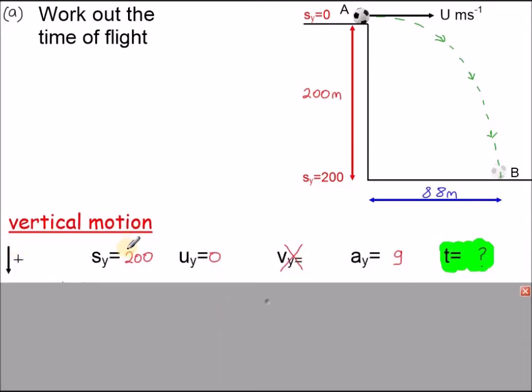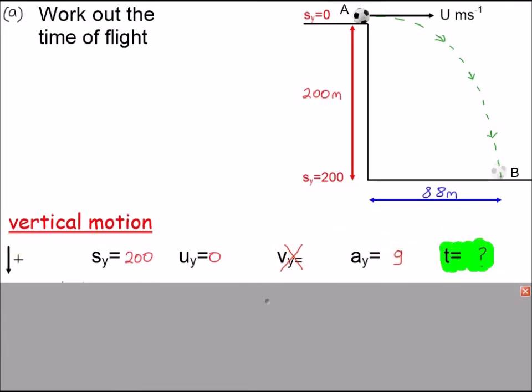So vertical motion, positive direction, sy equals 200 meters at B. The initial vertical component for velocity is 0. The ball was projected horizontally, so that's why it's 0. We're not interested in the vertical velocity component at B, so I've crossed that one out. I've taken that direction as positive. Gravity acts downwards, so this is positive.